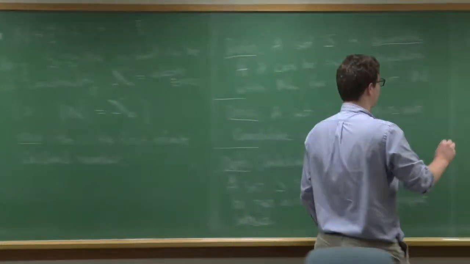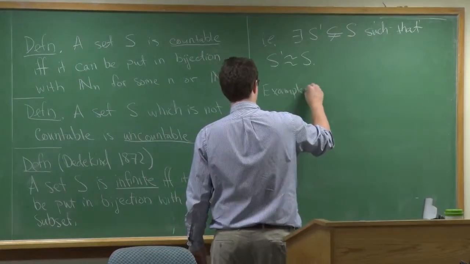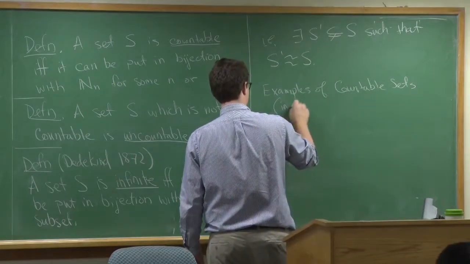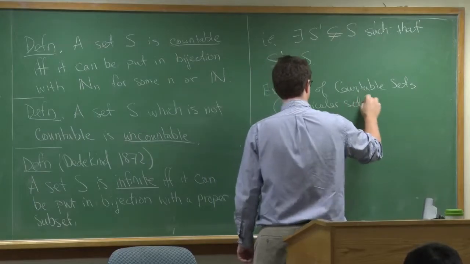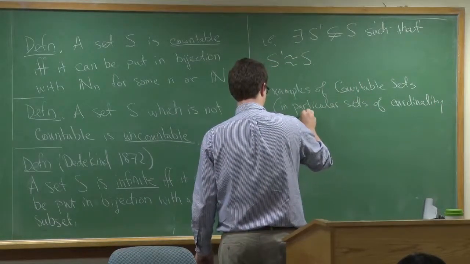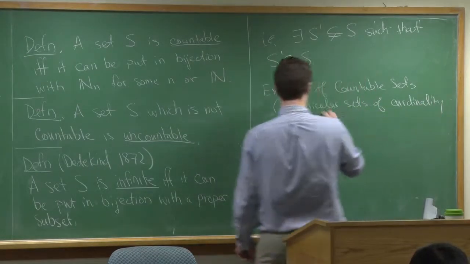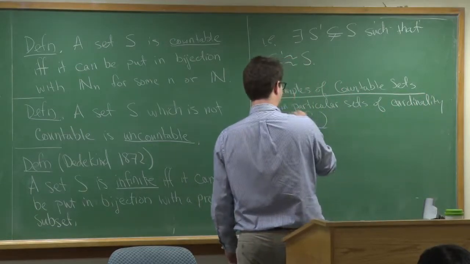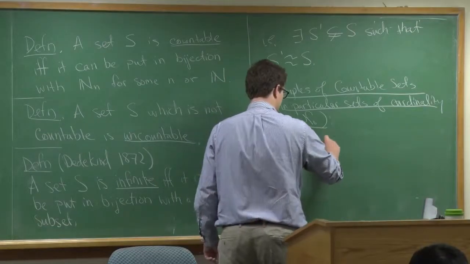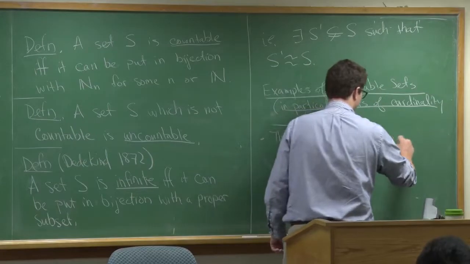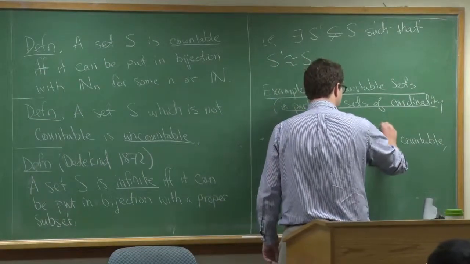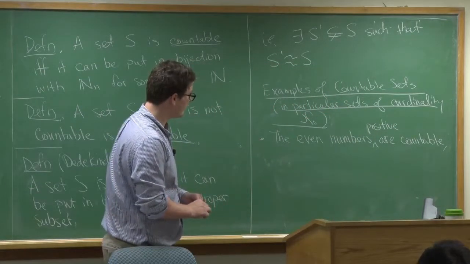So let me give you some examples of countable sets, and in particular, sets of cardinality aleph naught. All right, this thing. Okay? So let me underline this. I guess this is kind of long-winded, but okay. Let's do this: the even numbers are countable. Let's do even positive numbers, but it's true for even integers in general as well. So let me show you the bijection.